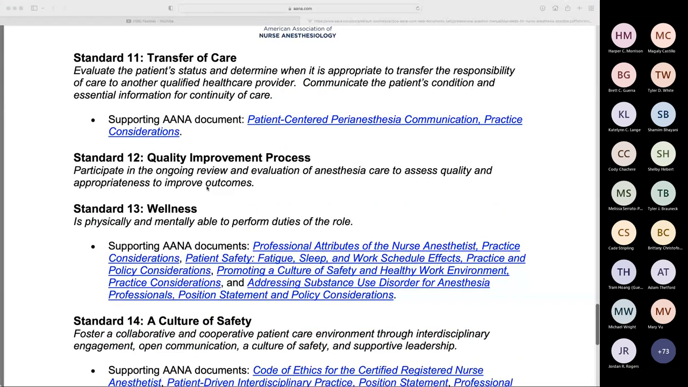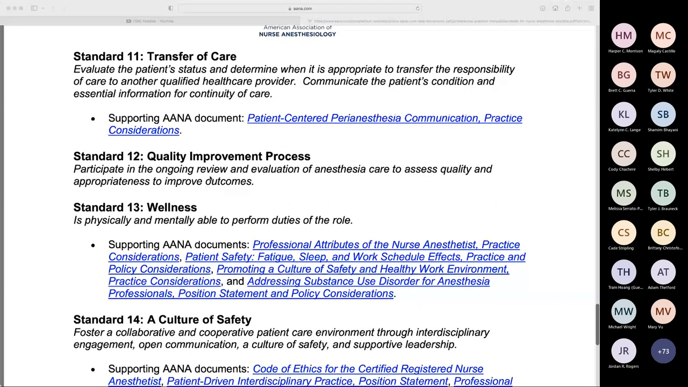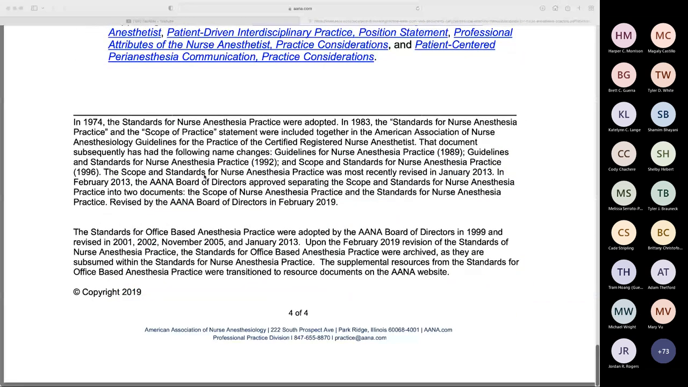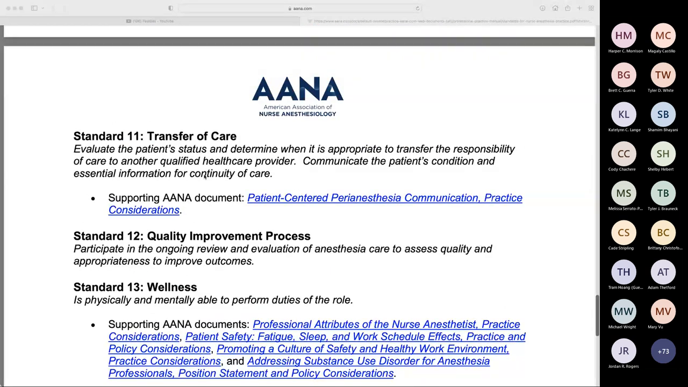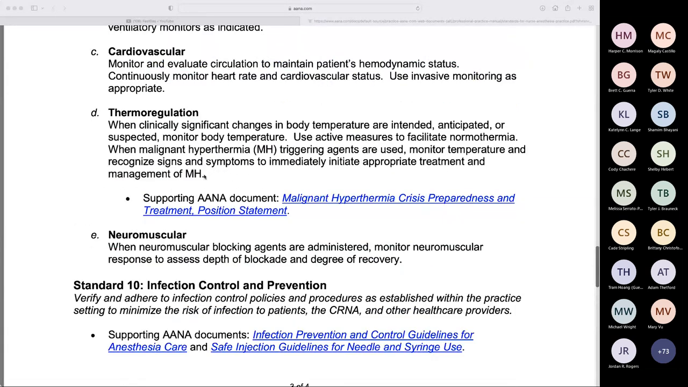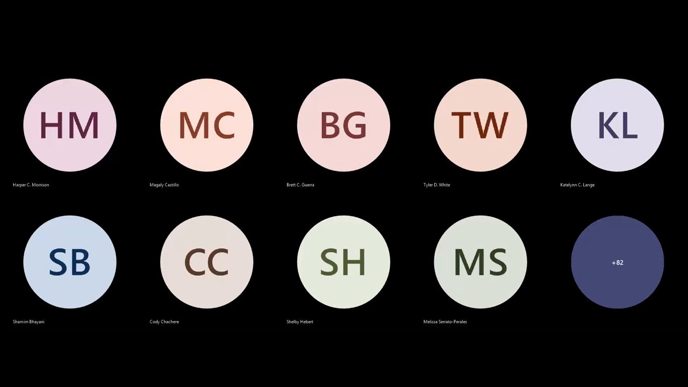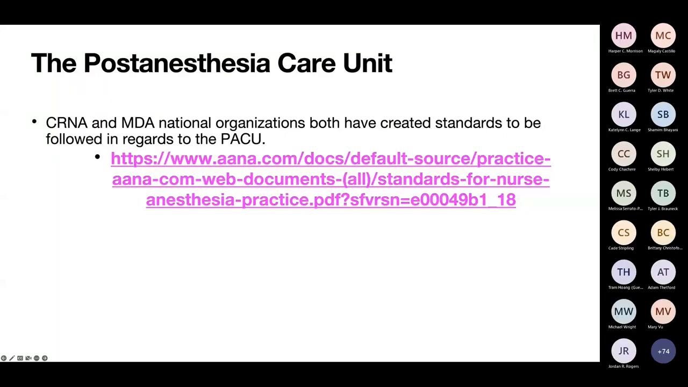Participate in the ongoing quality review process, which can be very rudimentary or very advanced depending on the facility you're at. Hopefully you maintain wellness for yourself, but some of the key things here, especially this transfer of care and then following up on your patient postoperatively, tend to get people in trouble. PACU is one of those areas where we get into trouble and don't even realize we've done it. So you may see that your patient gets to recovery and has difficulty breathing. Nobody's following up on that patient, and it varies from one place to another. So these are the standards for post-anesthesia care that I'm going to go through now.